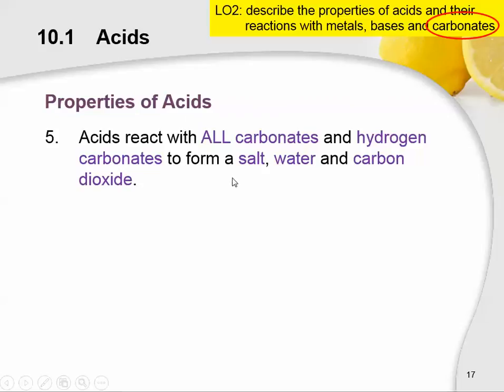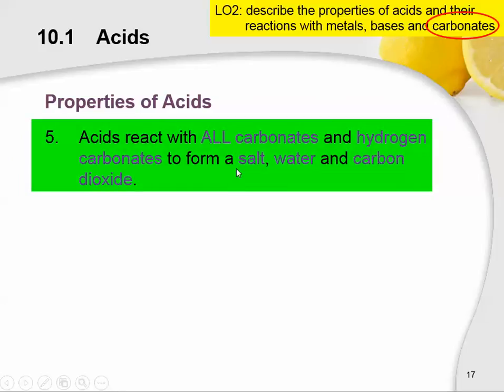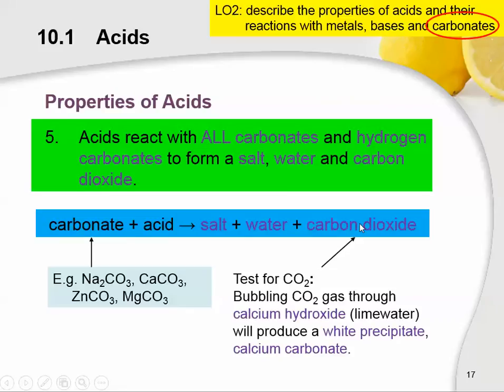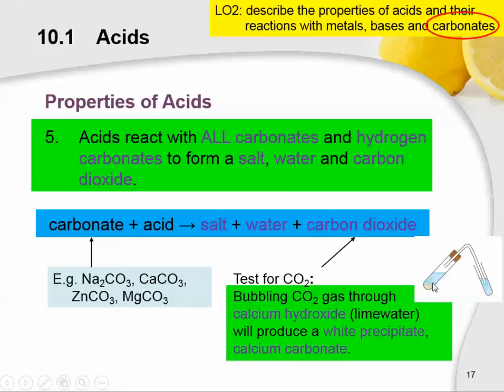Next, acid reacts with all carbonates and hydrogen carbonates to form a salt, water, and carbon dioxide. This is another general equation you need to remember by heart. Any carbonate plus acid will form salt, water, and carbon dioxide gas. So how do you test for carbon dioxide gas? You bubble the gas into a test tube of lime water. And lime water is also calcium hydroxide. Please remember that. You produce a white precipitate, which is calcium carbonate. So a test for carbon dioxide gas is to bubble the gas into a test tube of lime water. When a white precipitate is produced, it means that the gas is carbon dioxide.